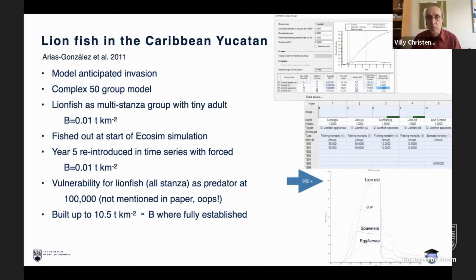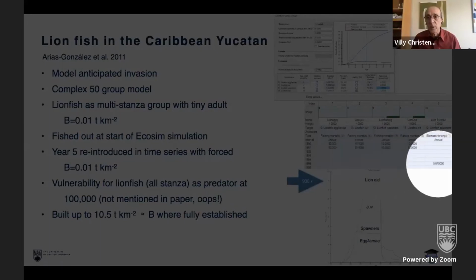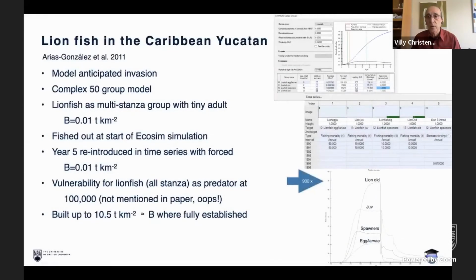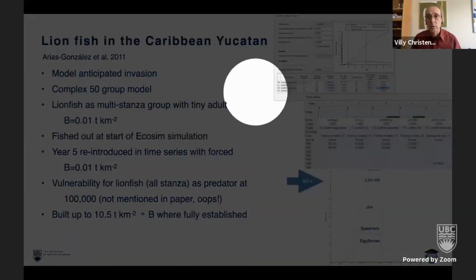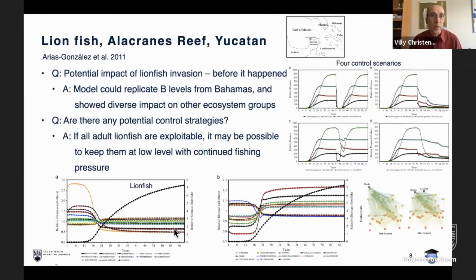And you can also see, by the way, in the middle plot there on the right, the time series file that we used for it, how it had high fishing on all the stanzas as a starting point. And then in 1995 here, we reintroduced the lionfish. If you look at the plot down below, you can see they die out so fast we don't even see them on this plot here. So that was an example of this.